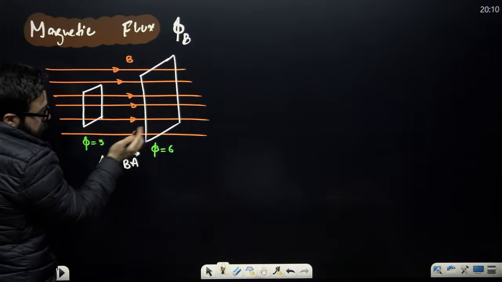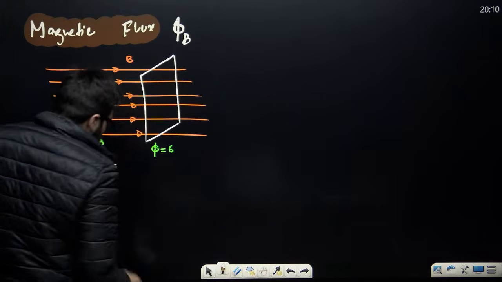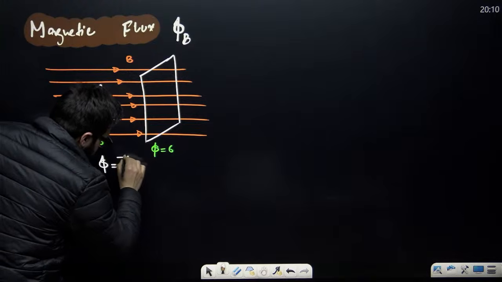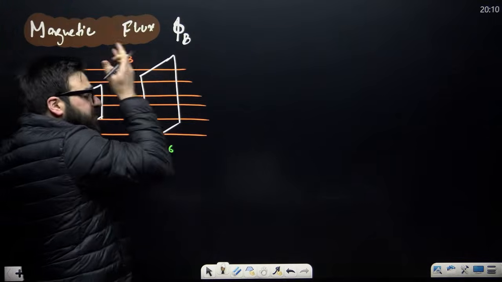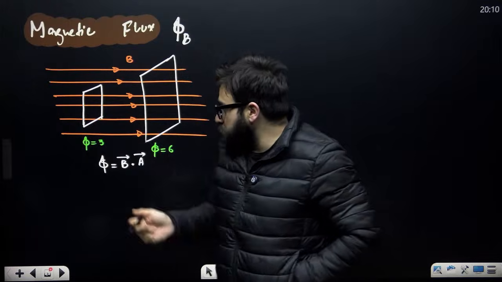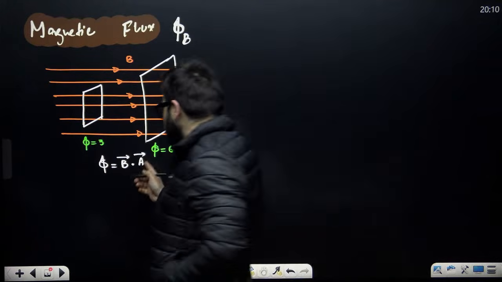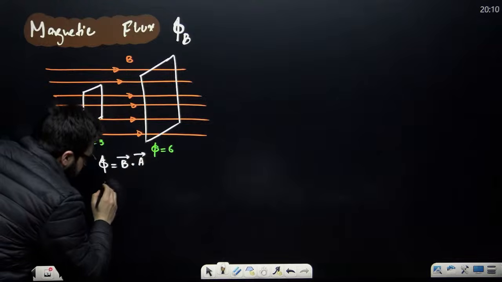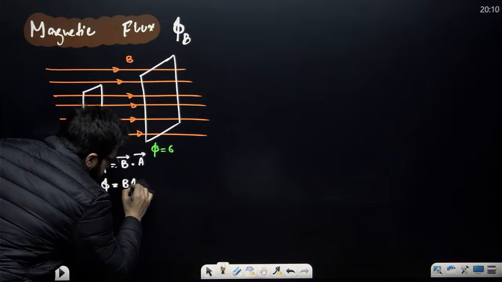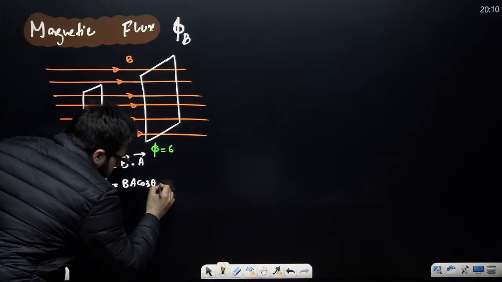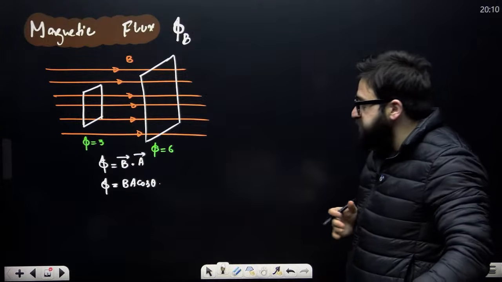The more the area, the more the flux. You see, the area of the second sheet is large, so the magnetic flux through the second sheet is large. So flux is directly proportional to magnetic field, and flux is directly proportional to area. You can write B dot A as BA cos theta. This is the magnetic flux.